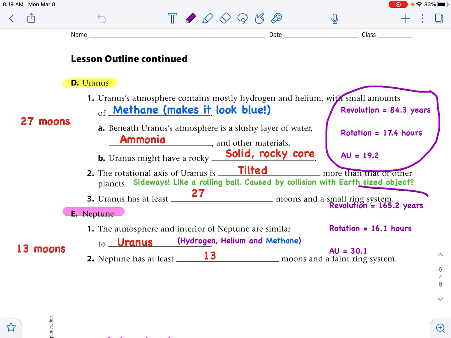So let's take a look at all of this information. So its revolution, its year, its one time around the sun is 165.2 years. So practically doubled that of the nearest planet, Uranus. Its rotation is 16.1 hours and the AU is 30.1. So it's 30 times farther away from the sun than Earth is.